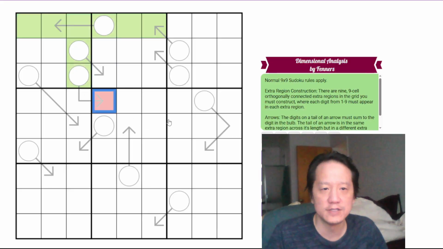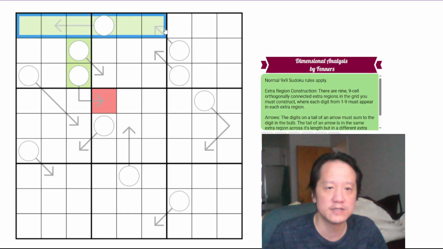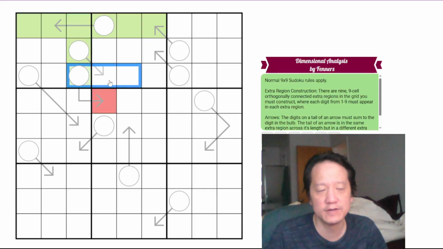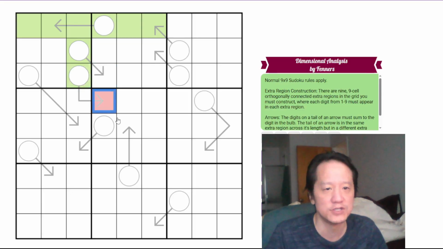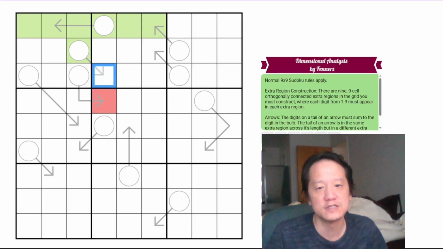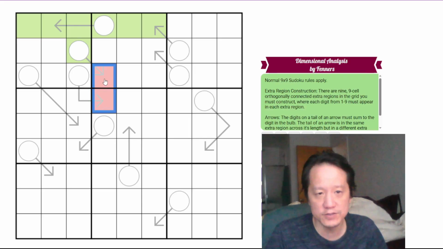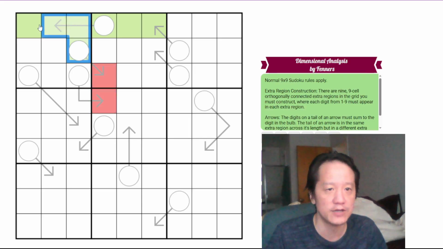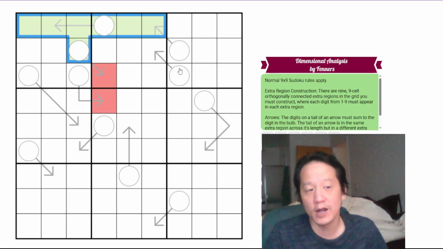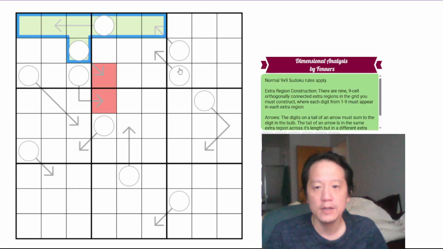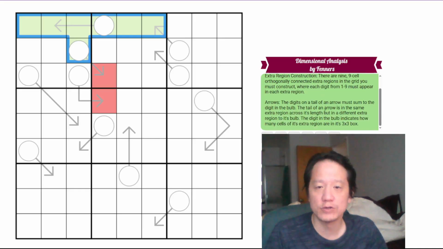This, however, is not, because if you tried to go from any cell here to that cell, you can't stay within the region just by going through edges. If you try to go through edges, you would have to go outside the region. Same with this. This is not a valid orthogonally connected region, because if you try to go from any of these spaces to these spaces, you can't stay within the region just by going through edges. Even though these two can connect to each other, they cannot connect to any other part of the region. And that's the reason why I explain it that way. So that's how extra region construction works.